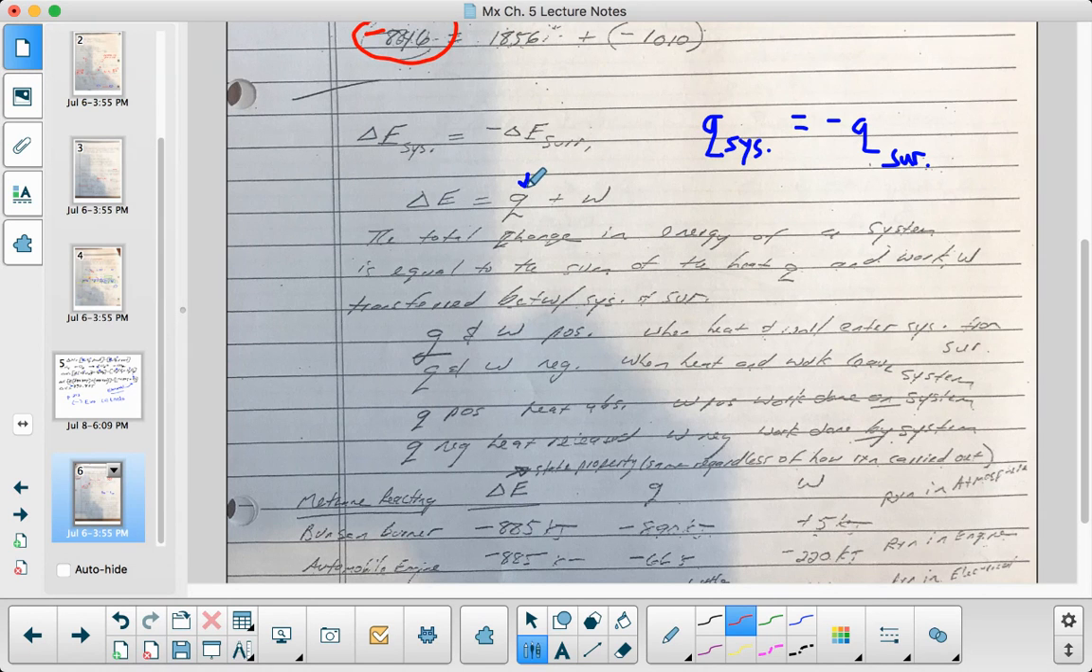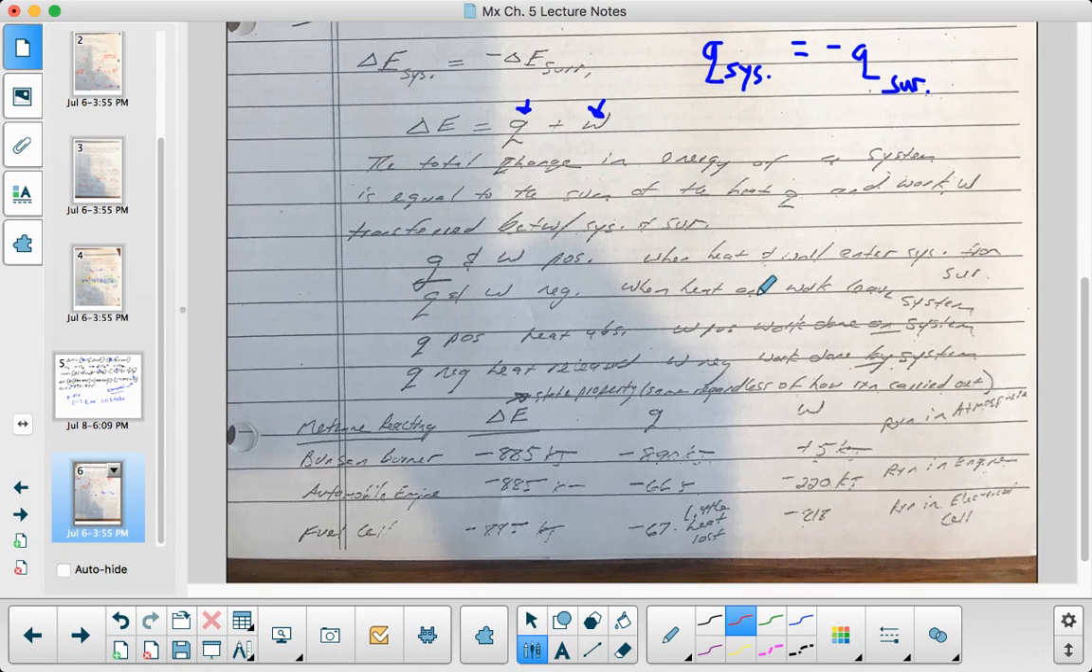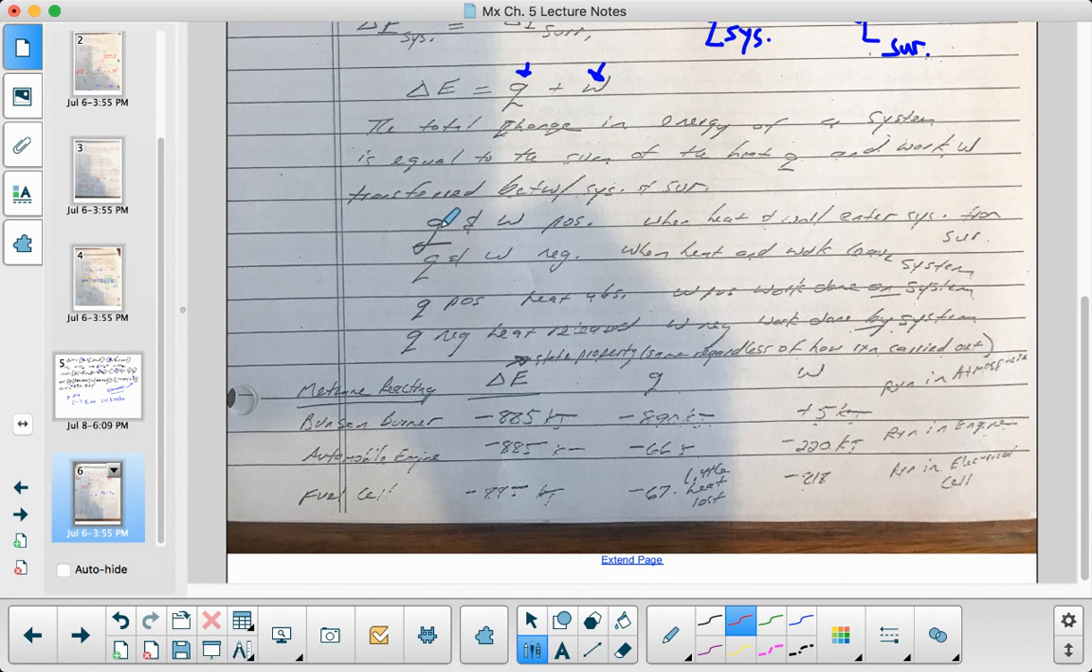So again, that Q is the heat. W represents the work. So the amount of energy is really related to both the heat and the work. The total change in energy of a system is equal to the sum of the heat and the work transferred between the system and the surroundings. So energy is all about heat and work. And so you really just need to know how to identify whether work is positive or negative.